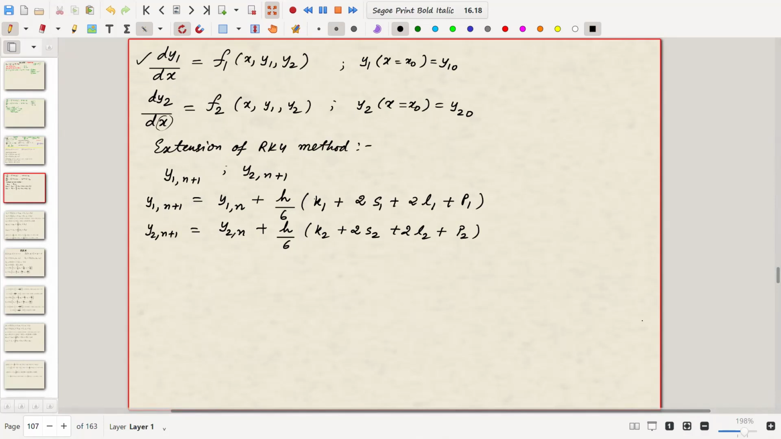RK4 method. But since you have one more variable in your equation, you need eight unknowns like this. Okay, one for each. So these K1, S1, L1, P1 will go with Y1. This K2, S2, L2, P2 will go with Y2. Okay. So we'll see how these are. But before that, we need to see what these KIs, SIs, LIs, and PIs are.